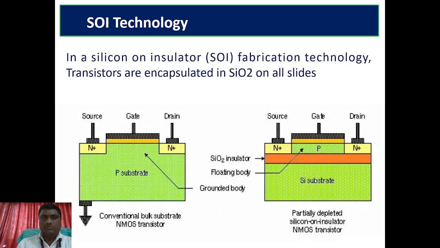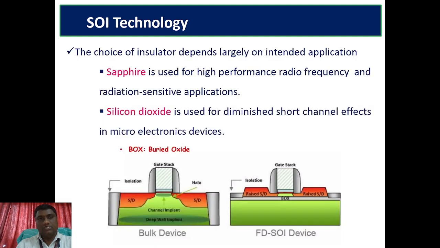Based on this SOI technology, the fabricated transistors are encapsulated with SiO2 on all sides of the device. We have the conventional bulk-substrate NMOS and also a partially depleted silicon-on-insulator NMOS transistor. Both are NMOS transistors, but here SOI-based technology is used. In this SOI technology, all sides are protected by the insulator, and the channel is there, which is the floating body. So that is one way there is a development in transistors based on SOI technology.